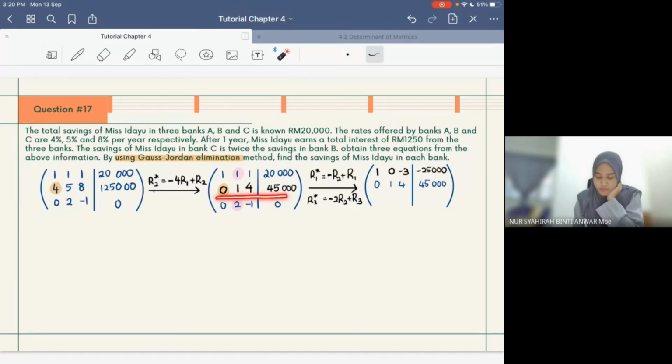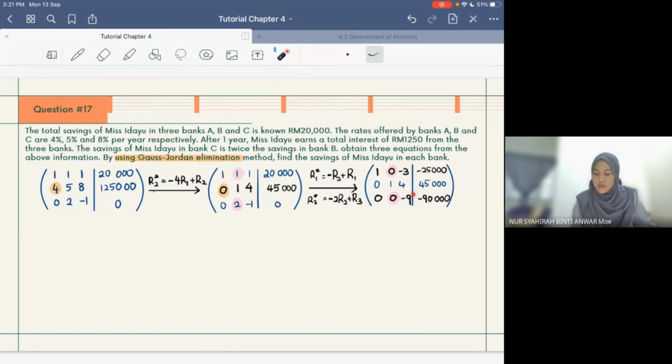Negative of row 2, negative 2 row 2. So 0, 0 will be 0. Negative 2 plus 2 is 0. Negative 8 minus 1 is negative 9. Now negative, oh this is multiplied by 2, so negative 90,000. Okay, because it will be added with zero. So this element is settled. Sorry, wrong, here instead. So 1 has become zero, 2 has become zero. Now we move to the third column.